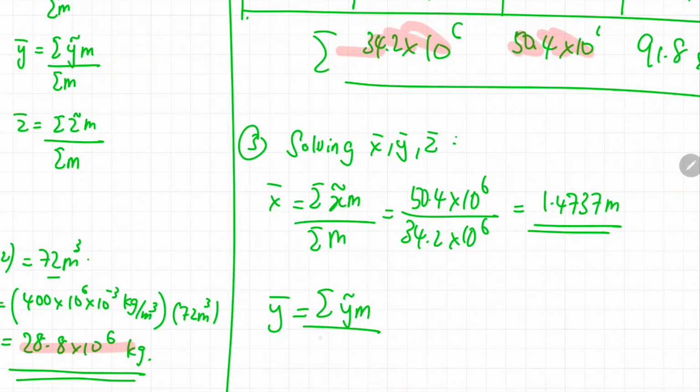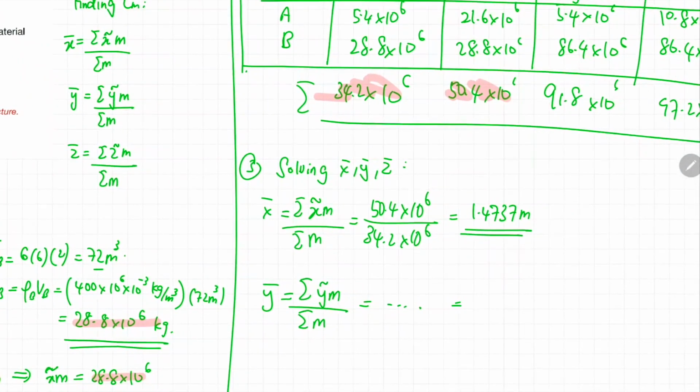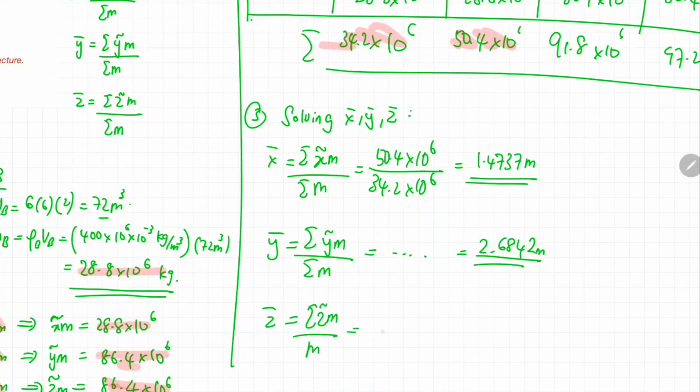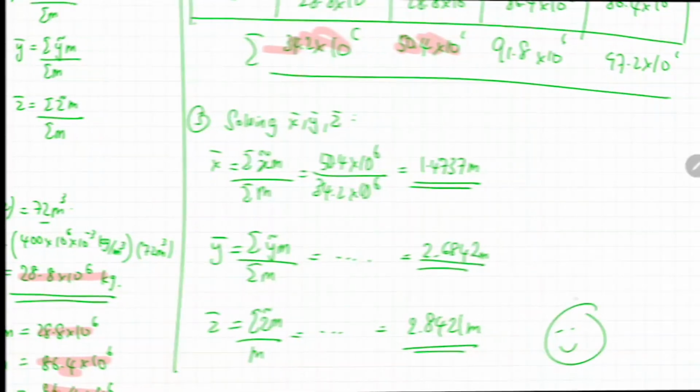Okay, now repeat the same step for the y bar. The formula is already given. You try to do this on your own and you should get the magnitude of the y bar to be 2.6842 meter. And accordingly, the z bar formula is also given, and calculate it on your own, and you should get the magnitude of the z bar to be 2.8421 meter. So these are the coordinates of the center of mass for the given block.